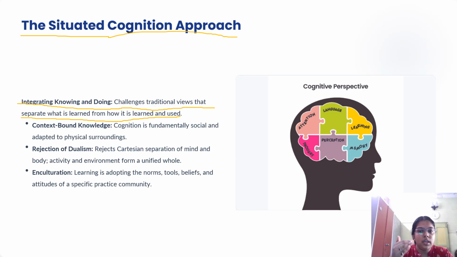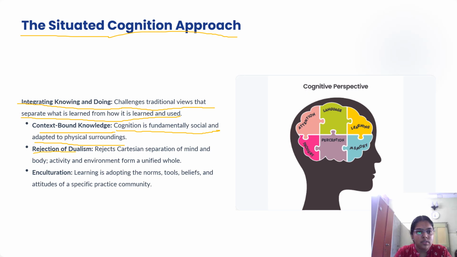So what is being mentioned here? It gives a challenge to the traditional view, which separates what is learned in the previous perspective from how it is learned and how it is being used. It poses a challenge to the traditional view. Context bound knowledge: cognition is fundamentally social and adapted to physical surroundings. Here it is noticed that cognition is totally social and adapted to physical surroundings.